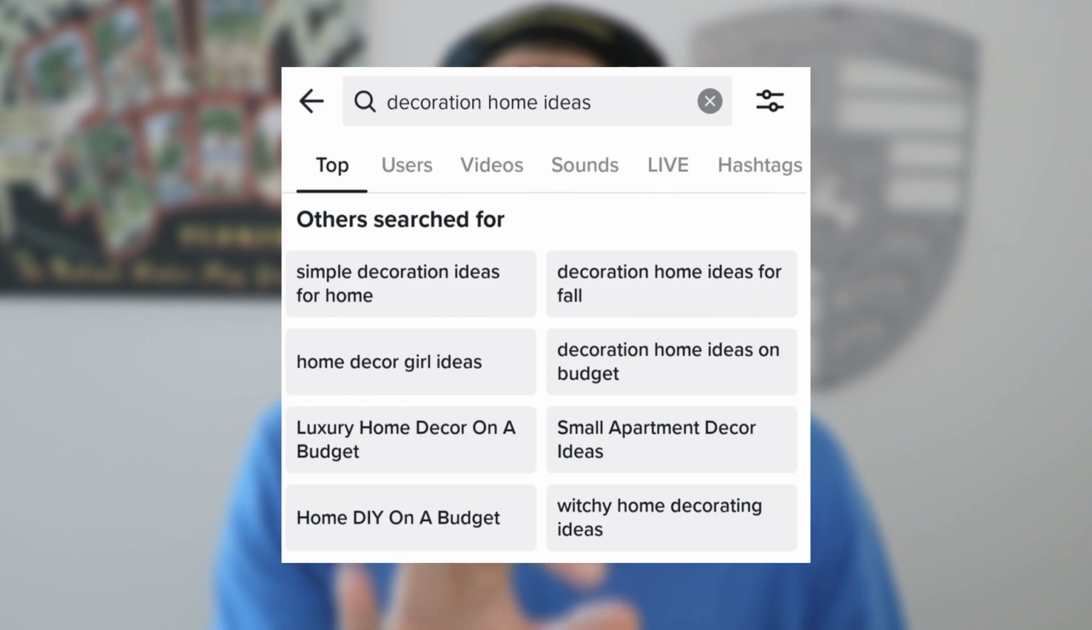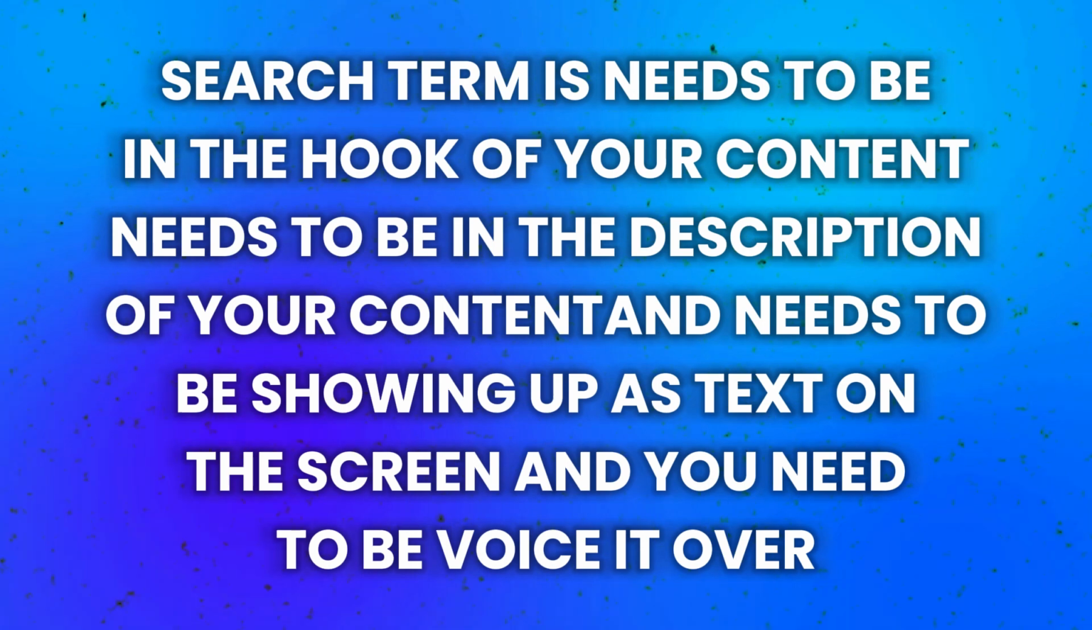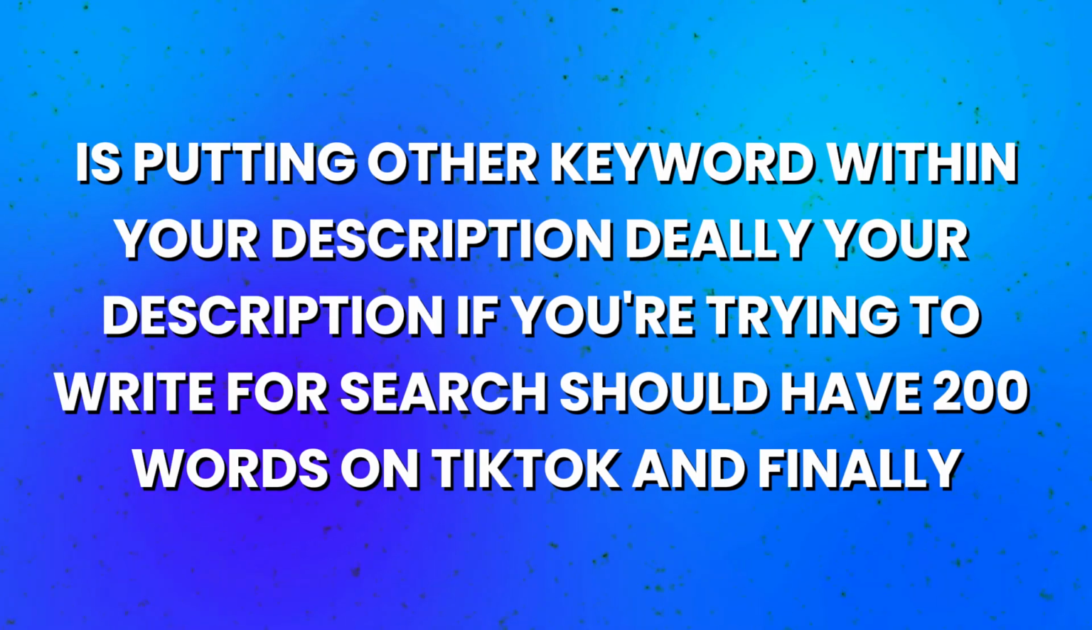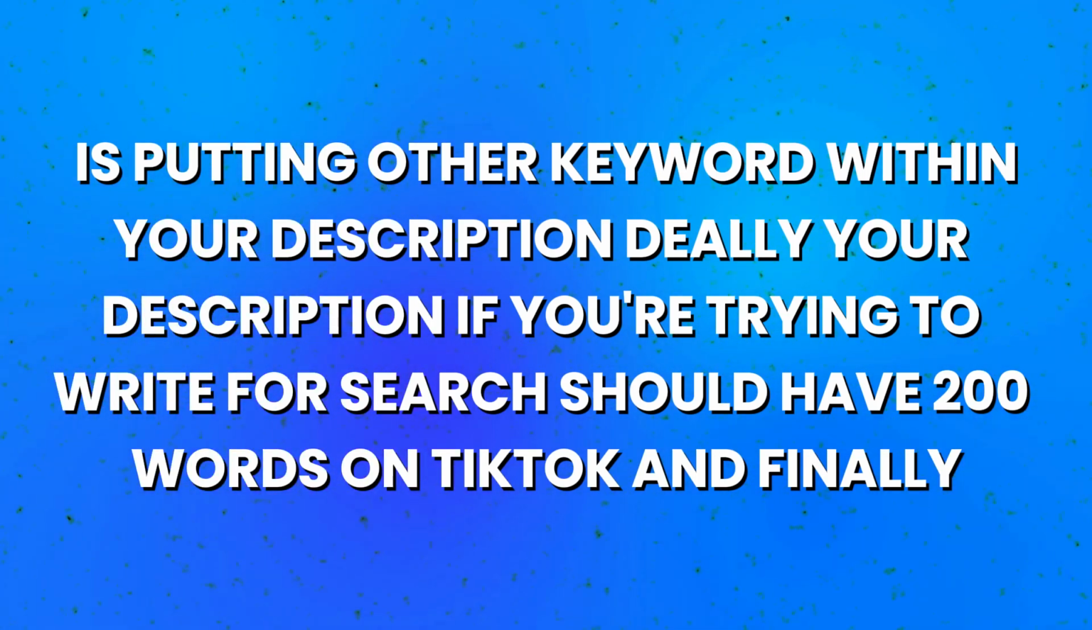And in order to rank for search on TikTok, you need to be focused on 3 core things. The first and foremost, whatever that search term is, needs to be in the hook of your content, needs to be in the description of your content, and needs to be showing up as text on the screen, and you need to be voicing it over. The second thing you need to make sure that you're doing is putting other keywords within your description. Ideally, your descriptions, if you're trying to rank for search, should have 200 words on TikTok.